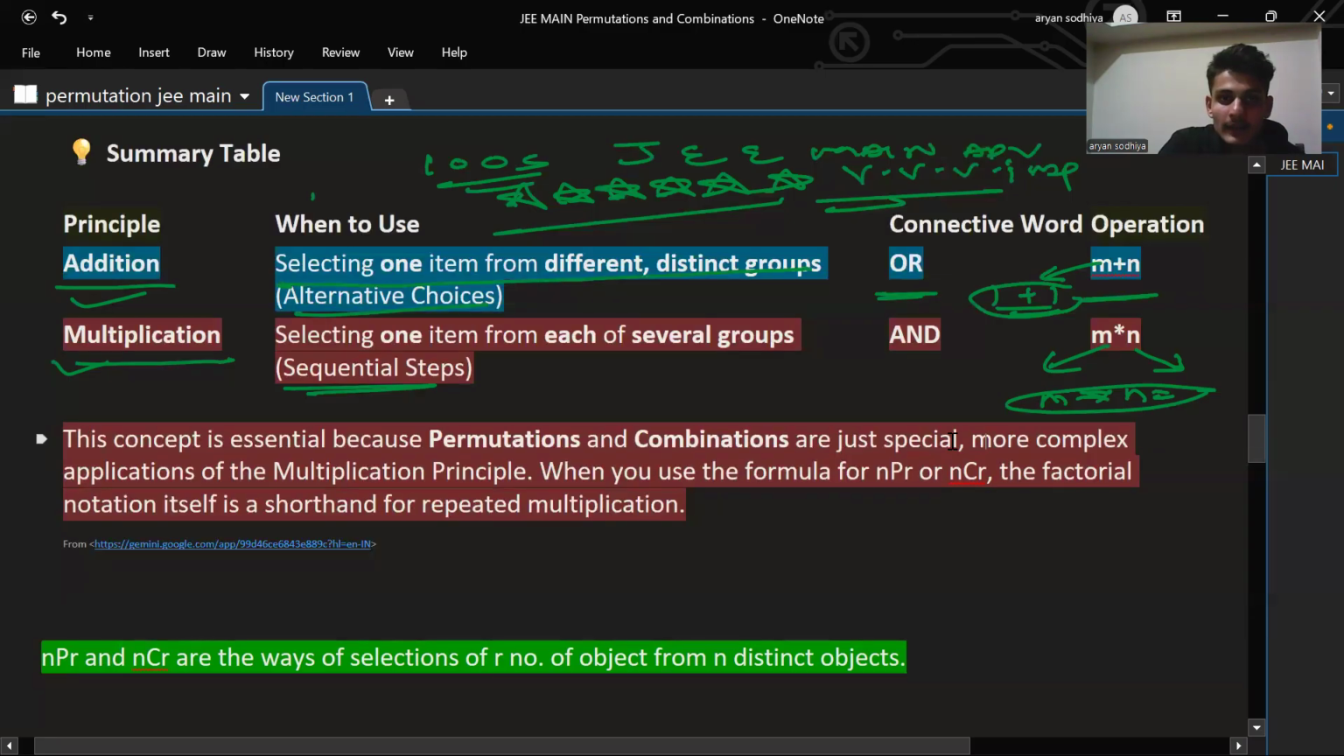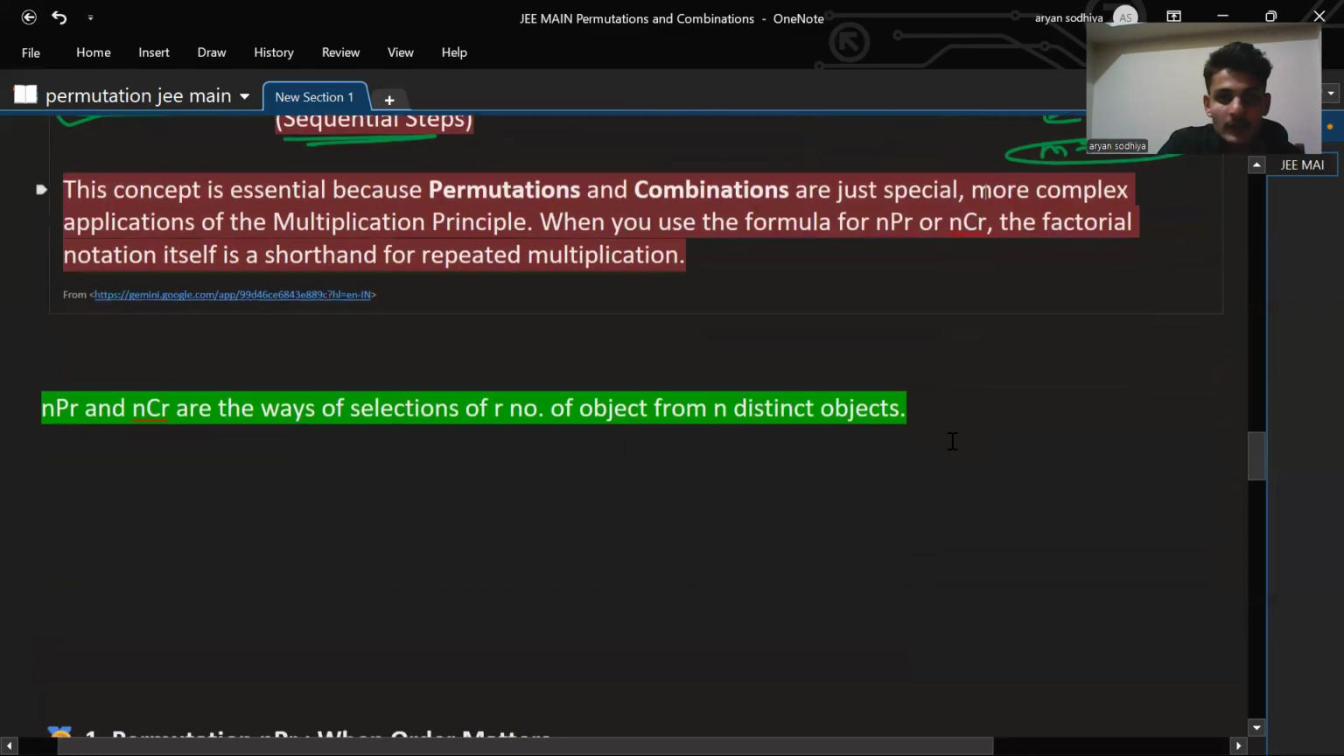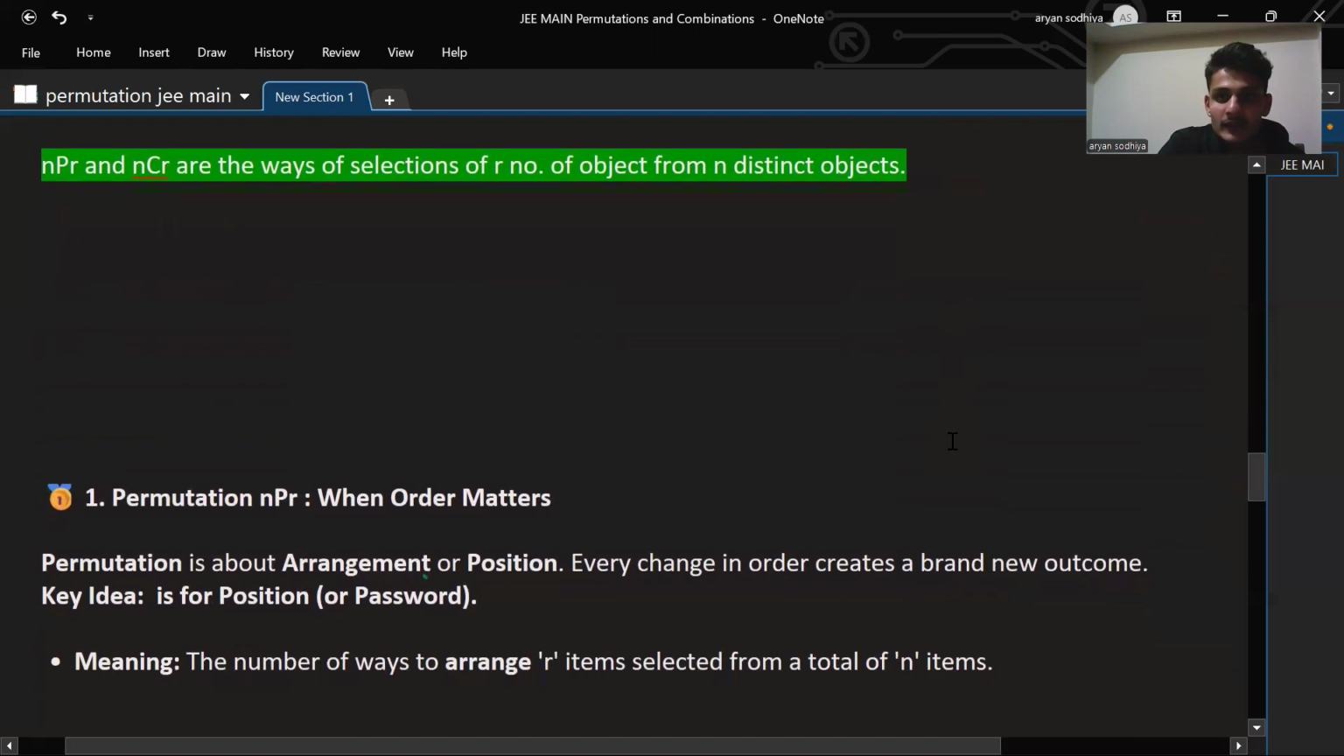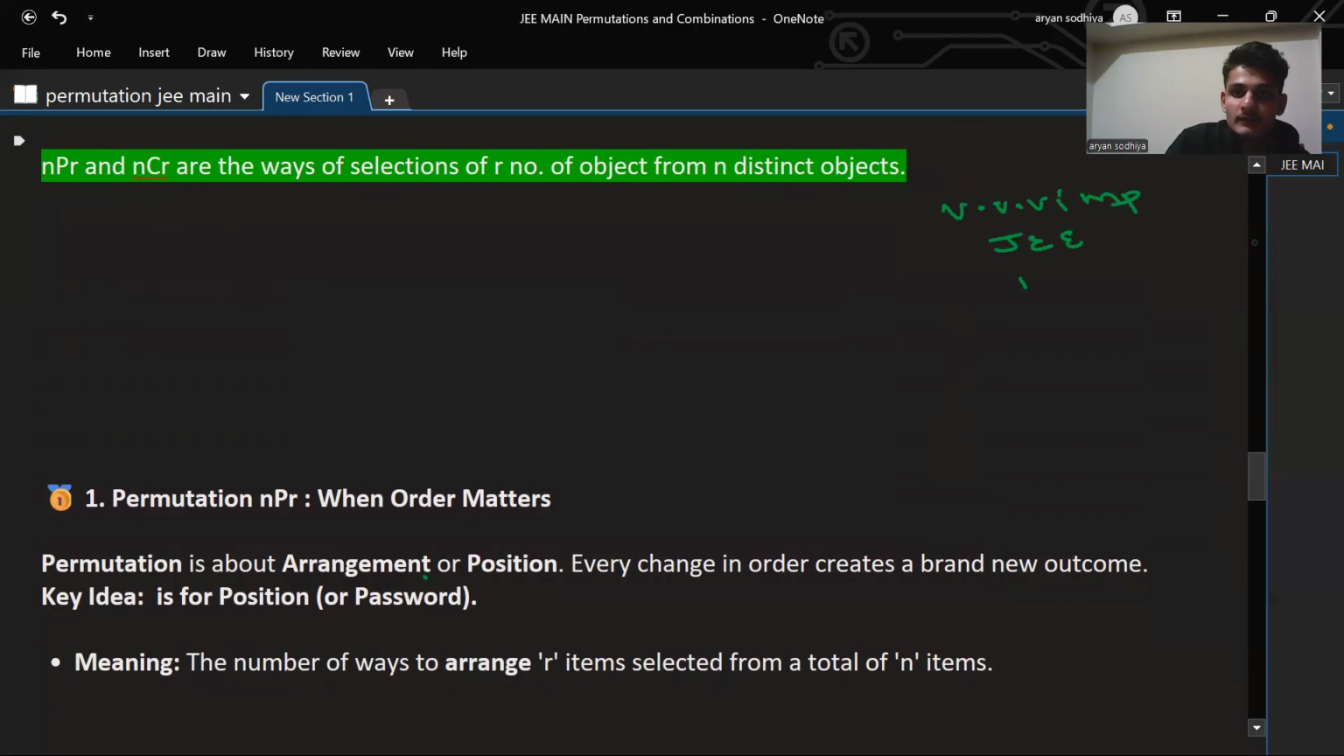Please try to revise it and see the lecture again if you have some doubt. Now we will move towards the next concept. Again, a very, very important topic from the perspective of JEE Main and Advanced. This is the topic where students majorly face problems. That's why I am discussing it, and why I'm again and again focusing on these topics.